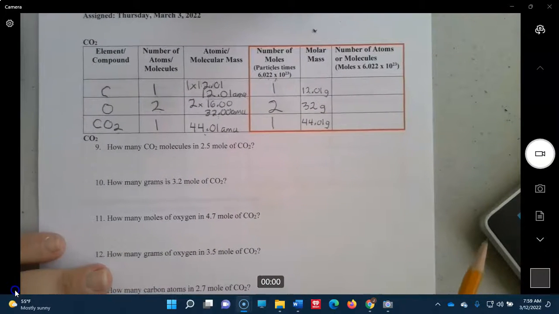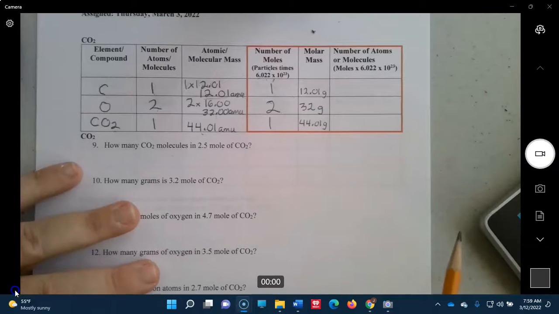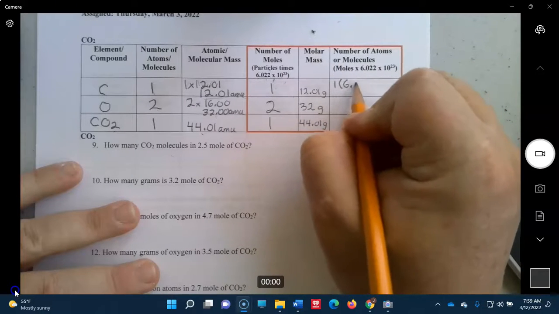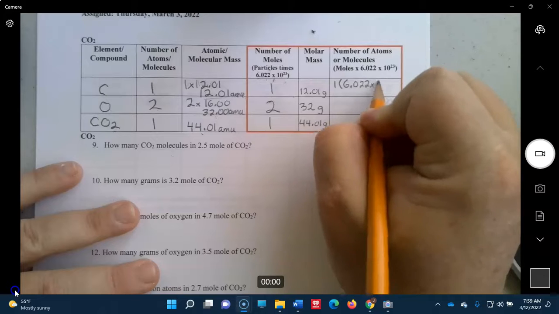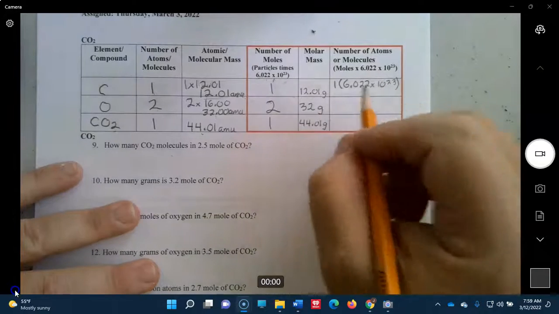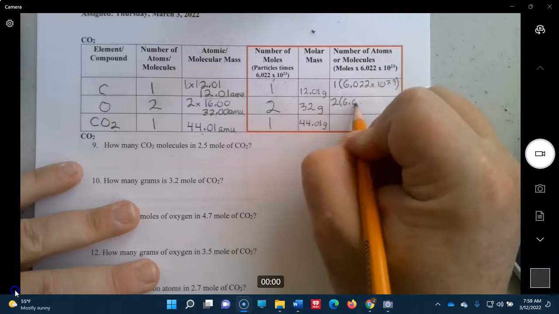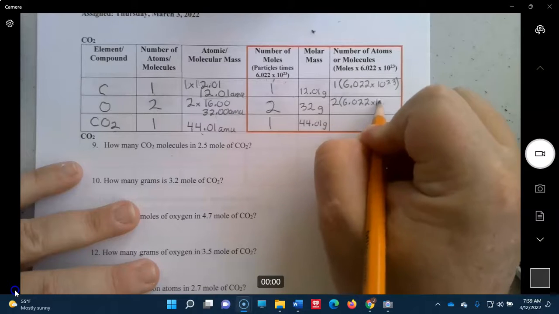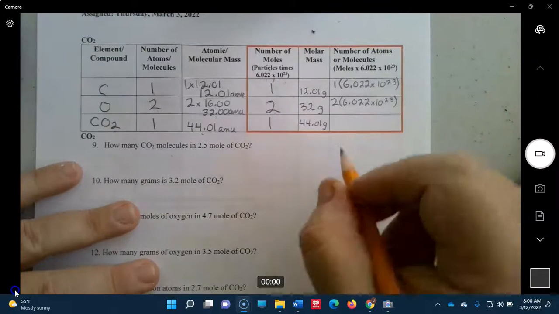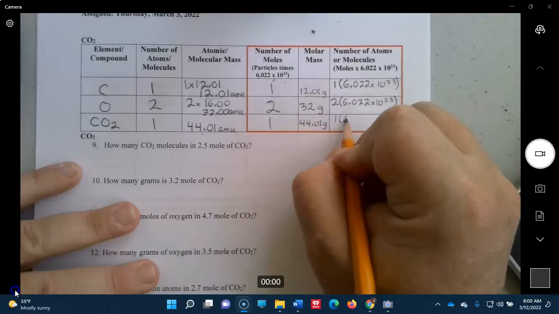Now, number of atoms or molecules, and I told you that you don't need to actually do the calculation. It's too many numbers. Just set up the equation. So if you have 1 mole, you have 1 times, and I don't really care if you write the 1 there, 6.022 times 10 to the 23rd. Okay, so just leave it like that. You don't have to write equals 6.022 times 10 to the 23rd. Now you have 2 moles, so that's 2 times 6.022 times 10 to the 23rd. And again, you don't need to multiply that out. It's too much information, too many numbers. And then 1 times a mole is 1 times 6.022 times 10 to the 23rd.